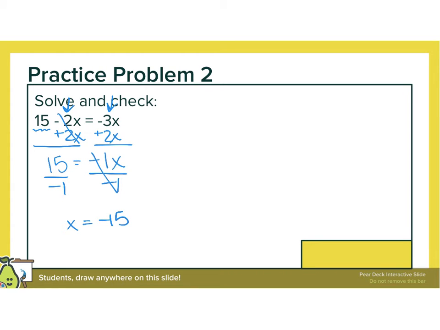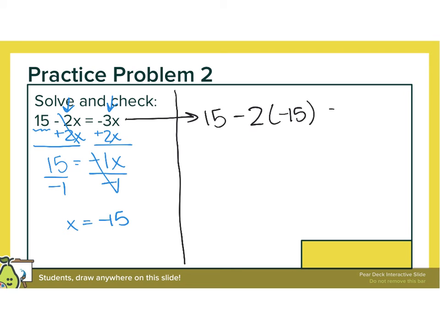Let's go ahead and check to make sure we did that correctly. I'm going to rewrite this equation, but instead of x's, I'm going to put negative 15s in their place. So I had negative 2x and I had negative 3x, but instead of x, I put what I think the answer is. So let's work this out.